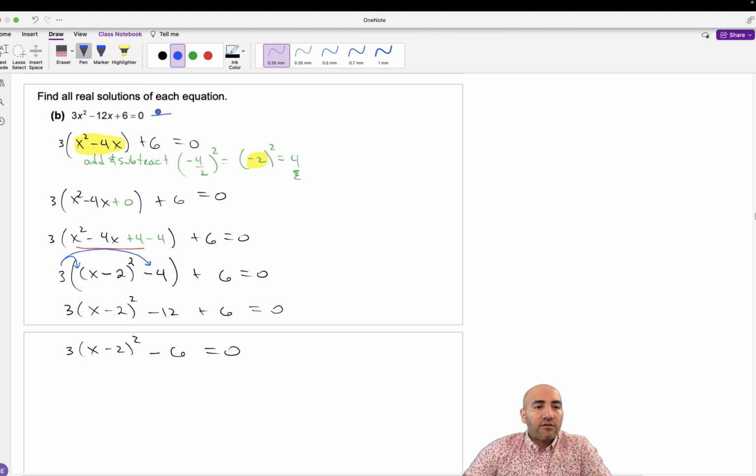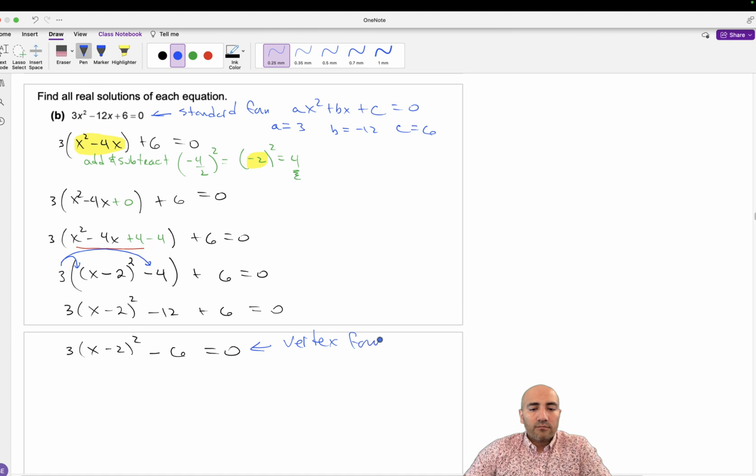This is the standard form. Standard form, ax squared plus bx plus c, right? And this is where the a was being played by a 3, the b was being played by a negative 12, and the c was being played by a 6, and we're setting that equal to 0. Good. And then we did all of this work over here, and we got it to vertex form.